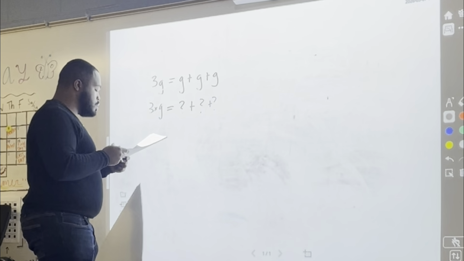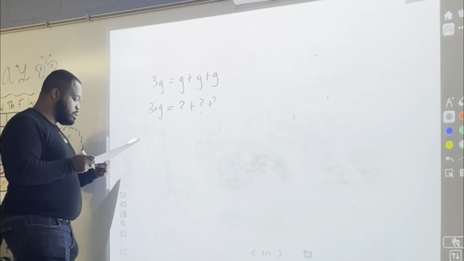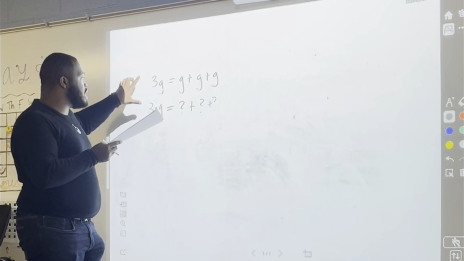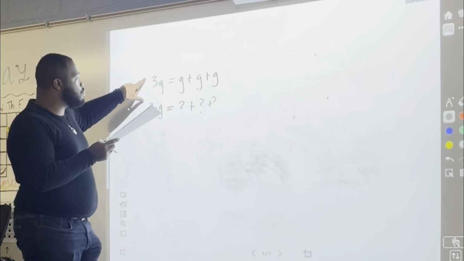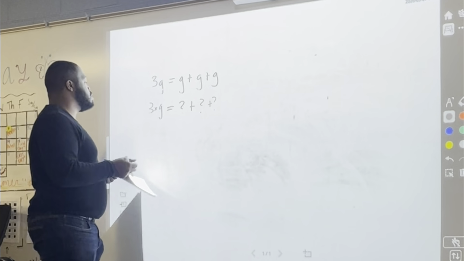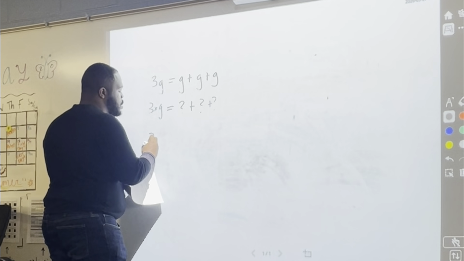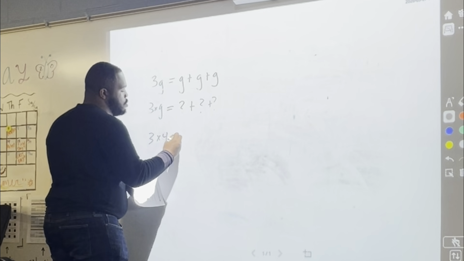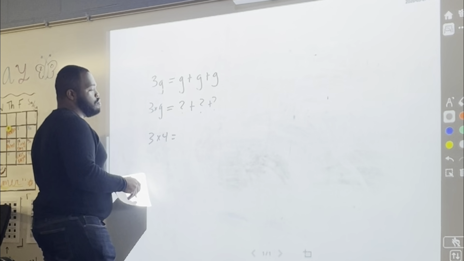This equation is an identity because we can replace G with any number.